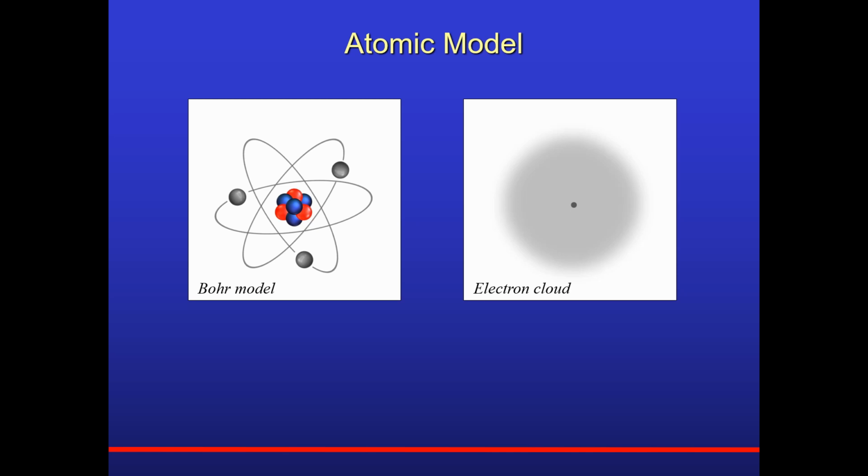Now, if the electrons are moving rapidly about, and 90% of the time they're within this cloud, then part of the time, electrons may be at the edge of the cloud, part of the time they may be outside of that cloud.